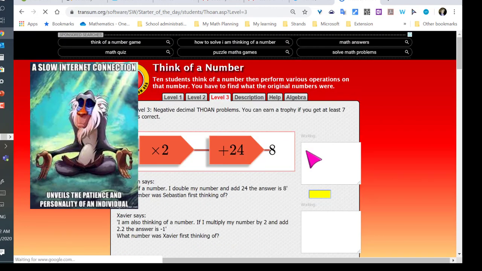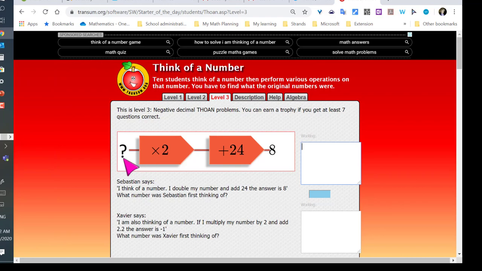There you go. So in this question, I think of a number. What is the number if I multiply that number by 2, add 24, and the answer is 8? So you're absolutely correct. We're going to start with the answer and do the opposite. We're going to work backwards. So instead of adding 24, we're going to subtract 24.